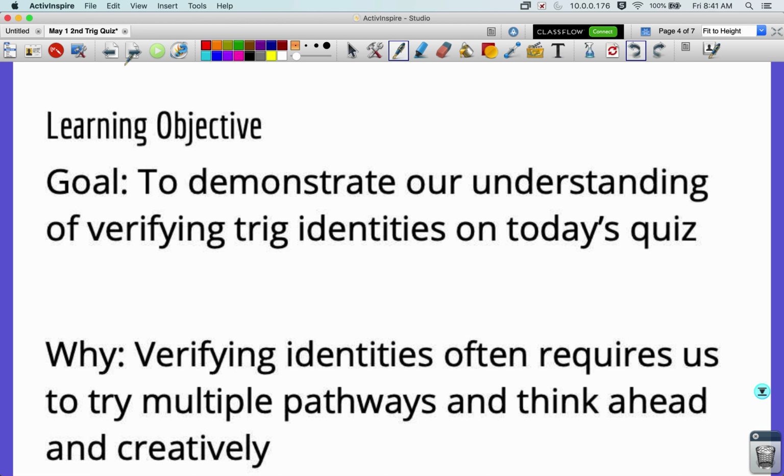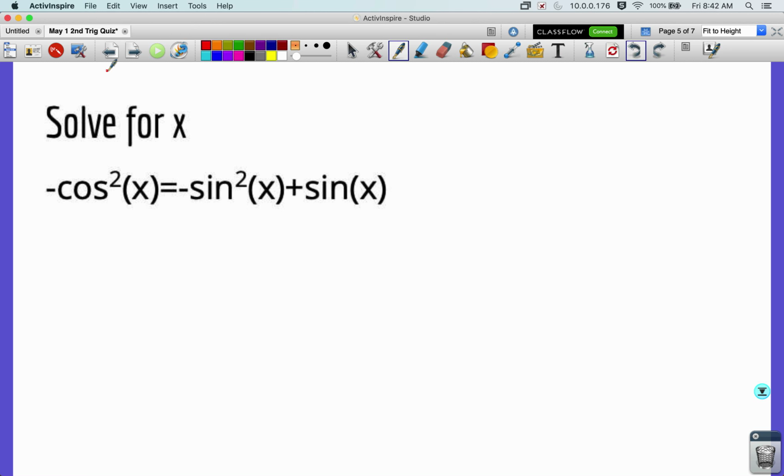The goal today is to demonstrate our understanding of verifying true identities on today's quiz. While we're doing this, verifying identities often requires us to try multiple pathways and to think ahead and creatively. Also in that quiz are a few solving problems. So let's practice those right now.